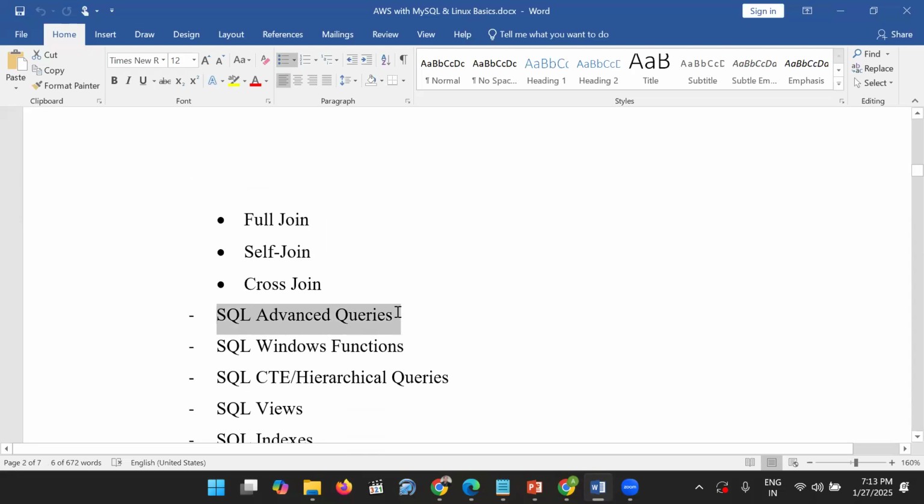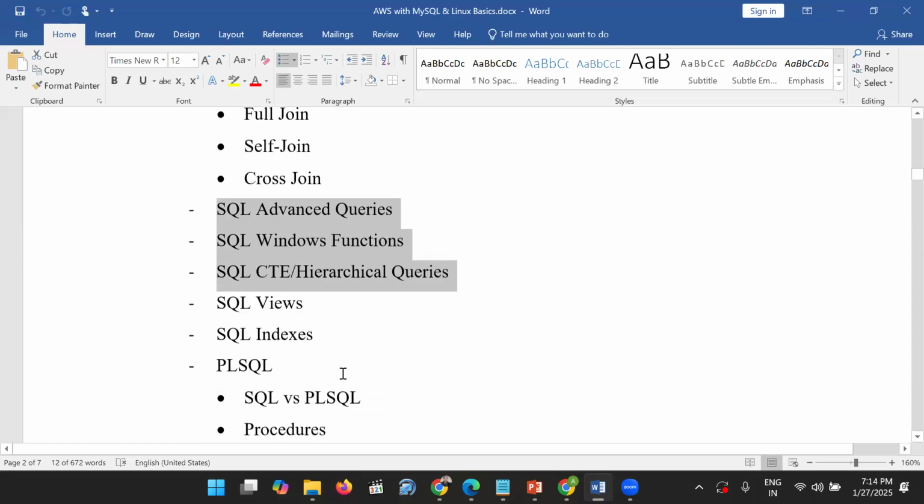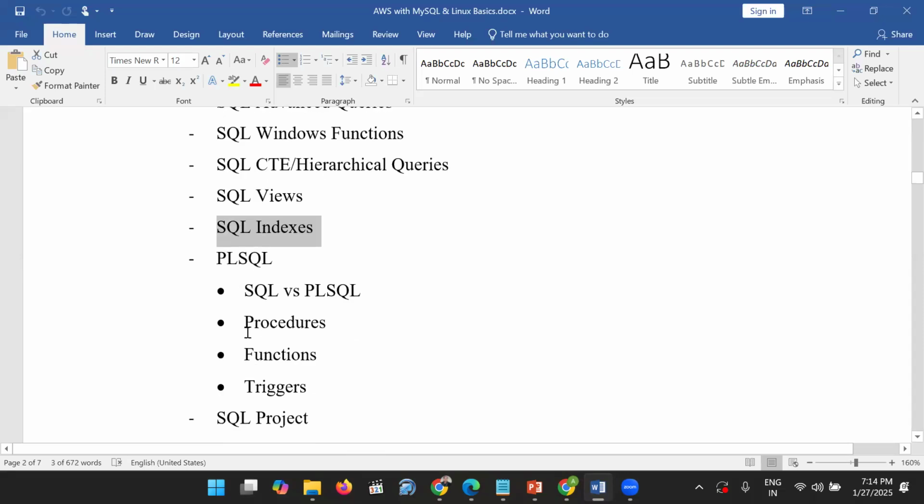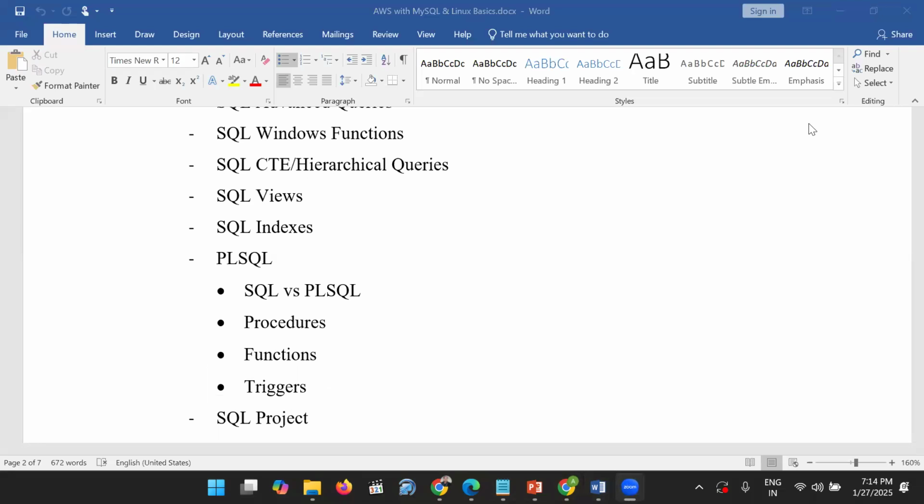Some SQL advanced queries are also there: window functions, hierarchical queries, how we can create SQL views, indexes, and PL/SQL, how we can create procedures, functions, and triggers. And finally, I can explore the SQL projects. Friends, that is the content I have to cover in my training program.